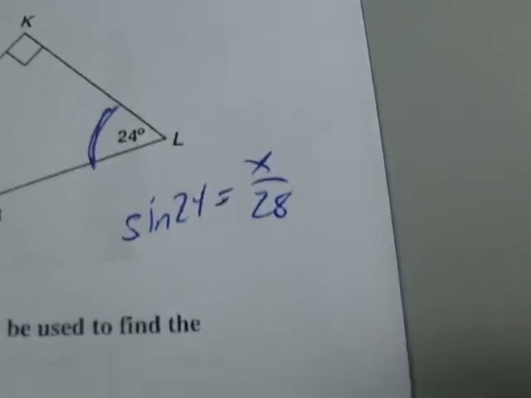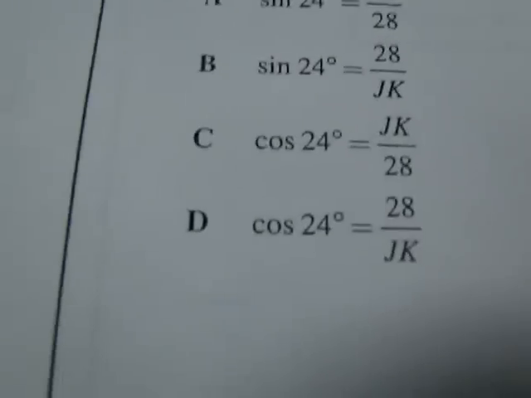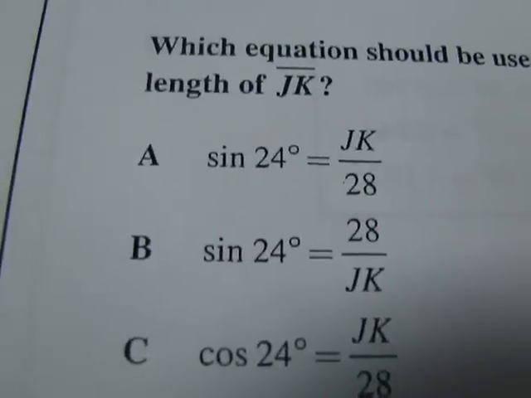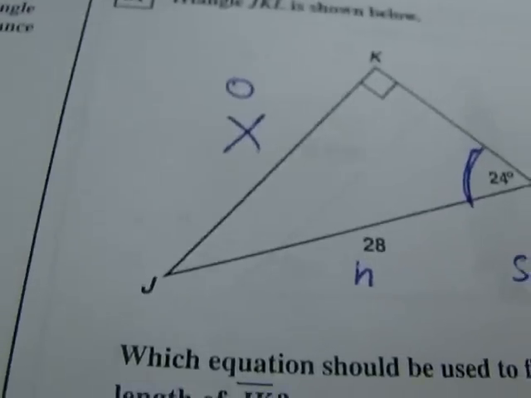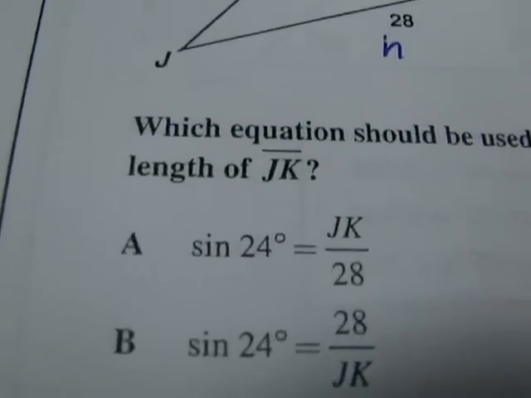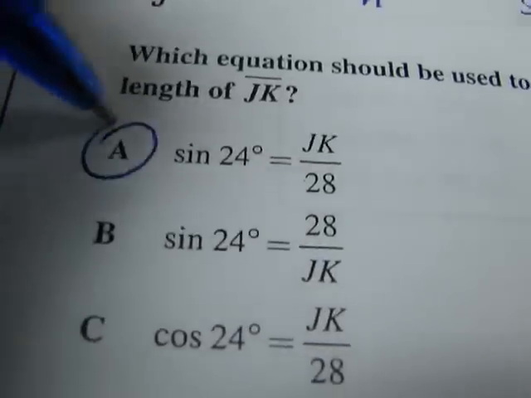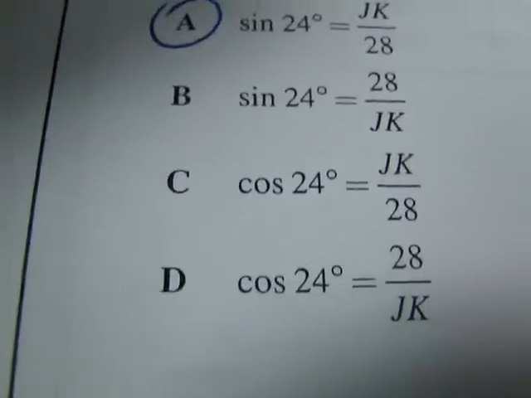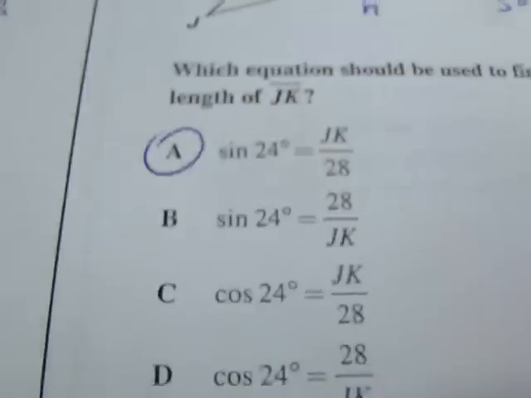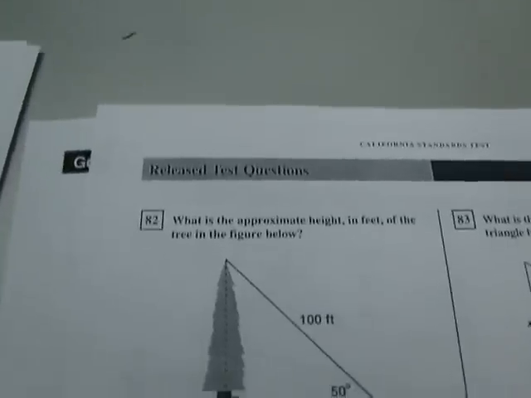Alright, so let's see if there's anything that looks like that. Sine of 24 equals JK over 28. Well, JK and X are the same thing, so that is our answer. Nothing more to it. You're not going to find another one that says the same thing, so that's going to be the one, A. Alright, moving on to number 82.